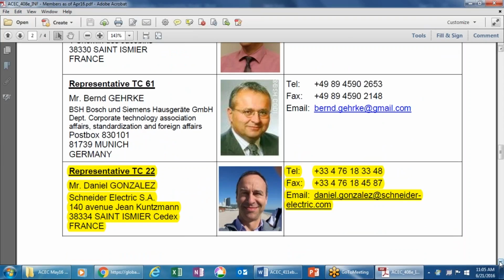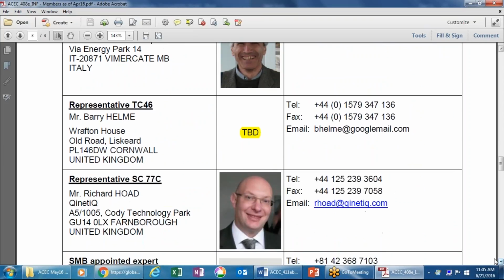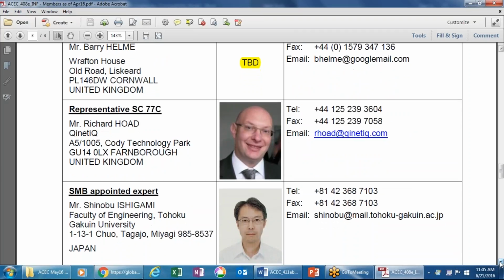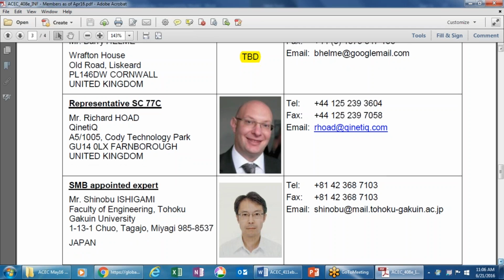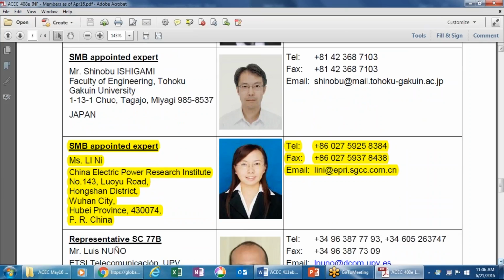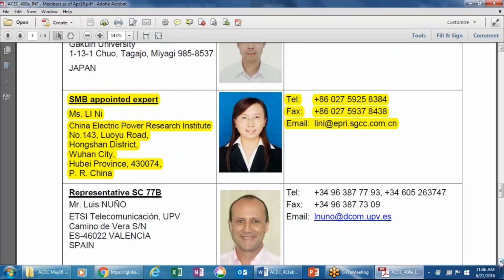He had his first meeting with us in May, last month. Mr. Helmy has joined, but we didn't get his photograph in on time, but he represents 46, which is cabling and connectors. 77C is high power transients. Look at that as like electromagnetic pulses from a nuclear burst, for example. And then we have others appointed, and the one that is also new is Ms. Ni from the China Electric Power Research Institute. She has wonderful credentials, and unfortunately she could not come to her first meeting, which was 3 weeks ago.